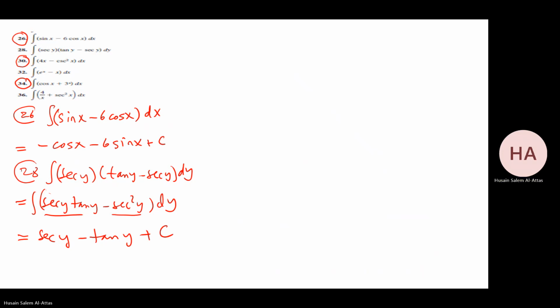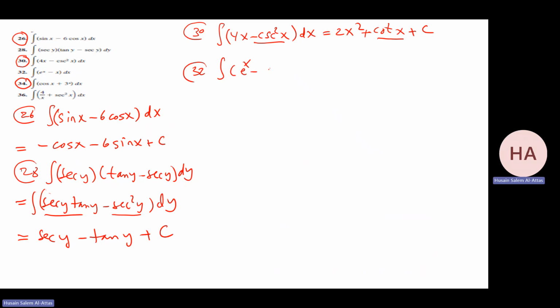30. Let me do it here. Easy ones, huh? That will be the integral of x minus cosecant square x dx. That will be what? 2x squared plus cotan x. Derivative of cotan is minus cosecant squared. That's it. 32. Integral of ax minus x dx. That will be ax minus x squared over 2 plus c. Okay. Easy ones, huh?